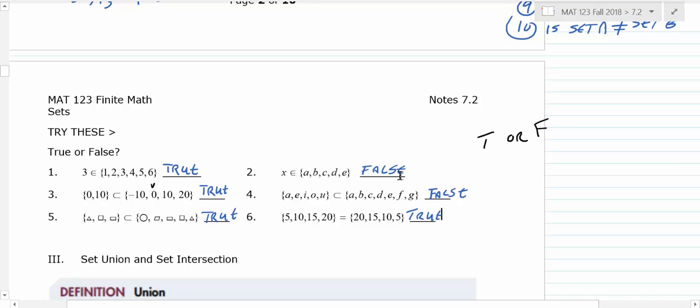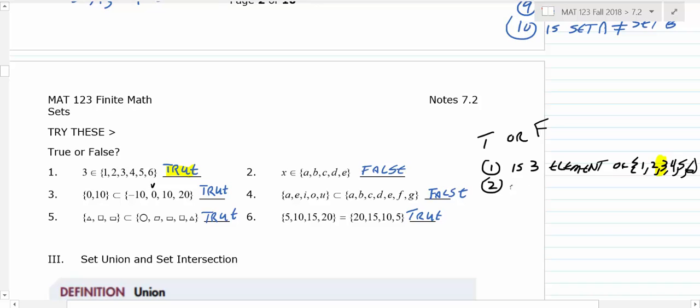So number 1 was true, number 2 was false, 3 was true, 4 was false, 5 was true, 6 was true. You don't have to write this down. I'm just going to talk through this as I go. So the idea is, number 1 is saying, is 3 an element, or a member, of the set 1, 2, 3, 4, 5, 6? Yes, it is. That 3 is in the set, therefore it's true. Not a subset, that's an element.